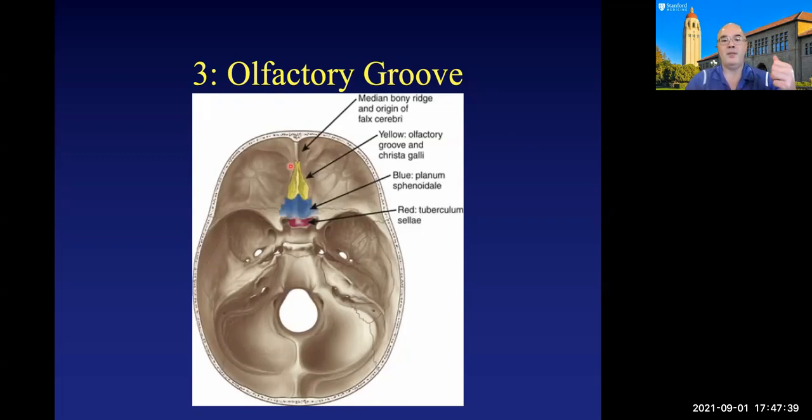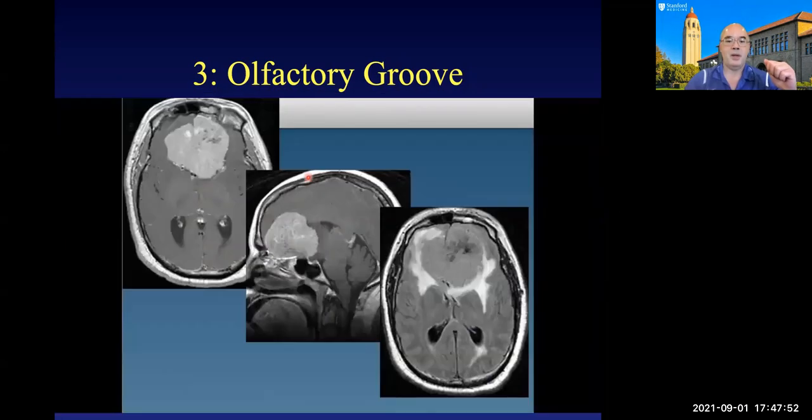So olfaction is the smell, and an olfactory groove meningioma is a meningioma that grows along this midline structure of the skull here and can impact some of the olfactory nerves. So this is a picture of a large olfactory groove meningioma. You can see this is a horizontal view here. You can see its location. This is the forehead, so it's right behind the forehead. This is a profile view. So here's the nose. Here's the tongue here. Here's the forehead. And we can see this fairly large tumor here.